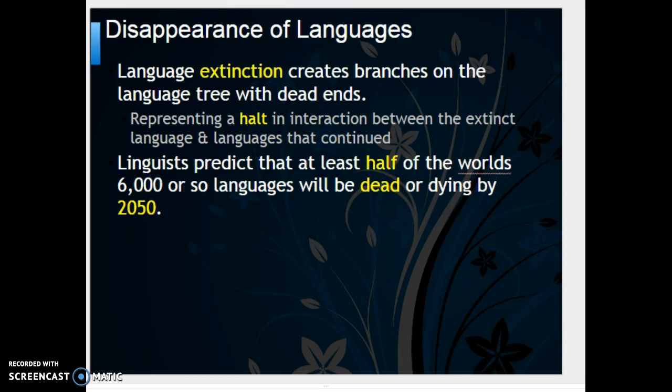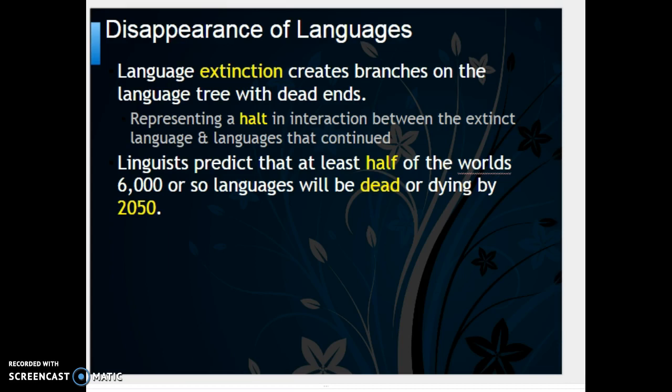All right, last and of course not least, we also talked about the disappearance of languages. We see languages actually going extinct, and linguists predict that about half the world's languages will be dead or dying by the year 2050. And we talked about in one of our FRQ questions what we can do to try to prevent that, whether we have a concerted effort by the government to step in and get involved, or family members trying to teach children.